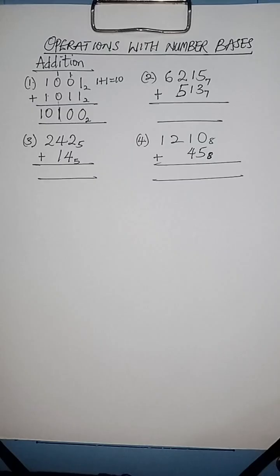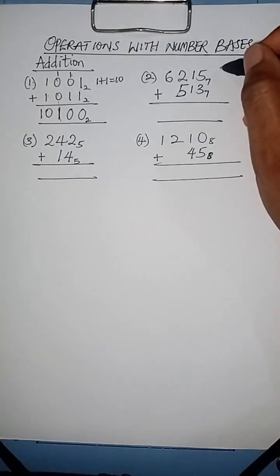Now let's look at question number 2. 6,215 in base 7 plus 513 in base 7. In this case, what will you do? Well, I'm going to use a method I usually use to find the answer to this question. The point is just understand whatever method you want to use and stick to it. You get the same value. Now, what do I usually do? I take them one at a time.